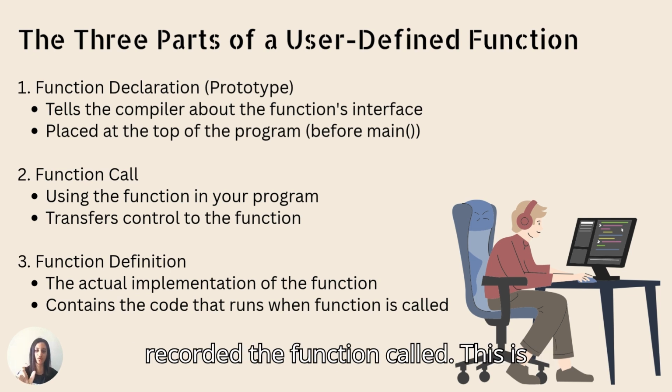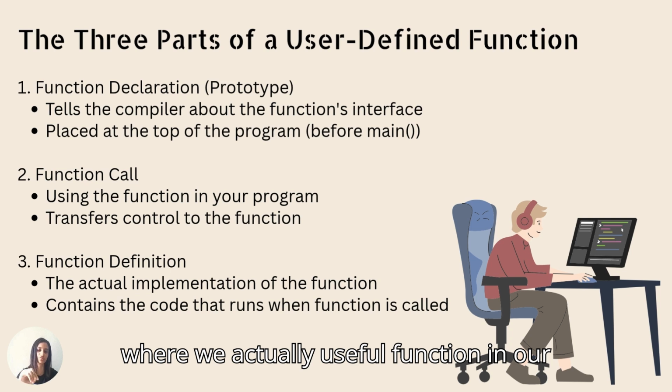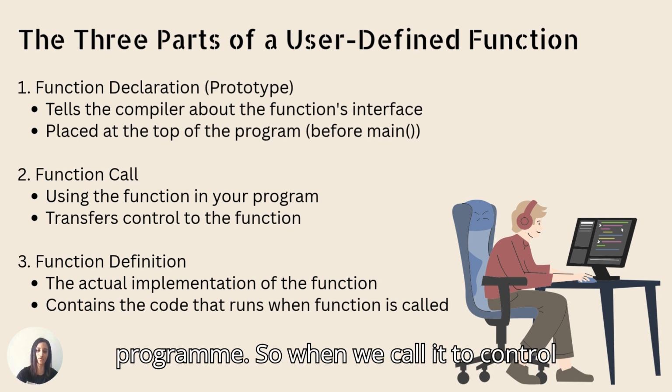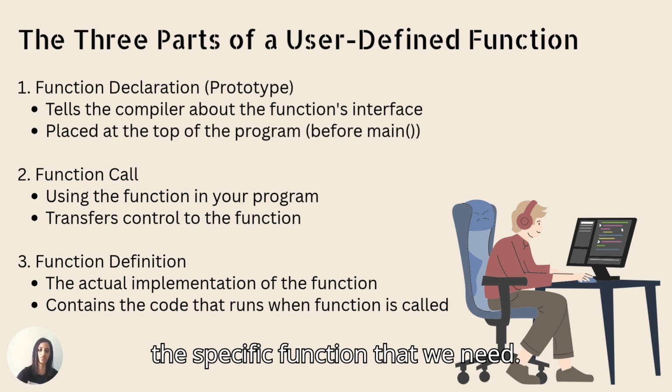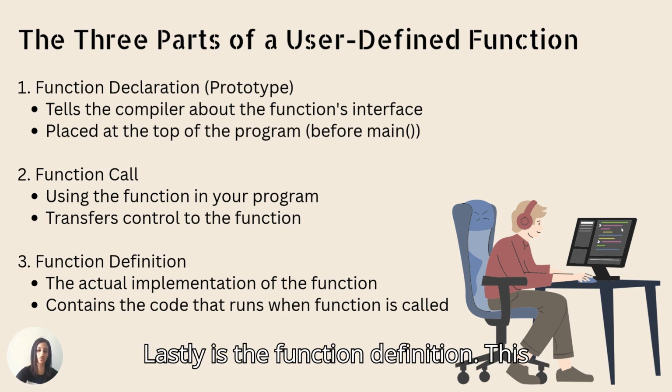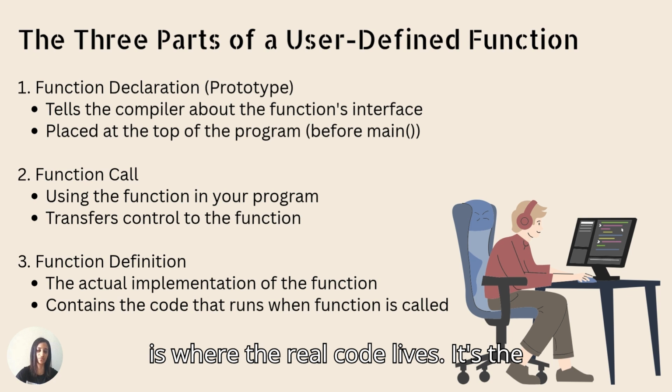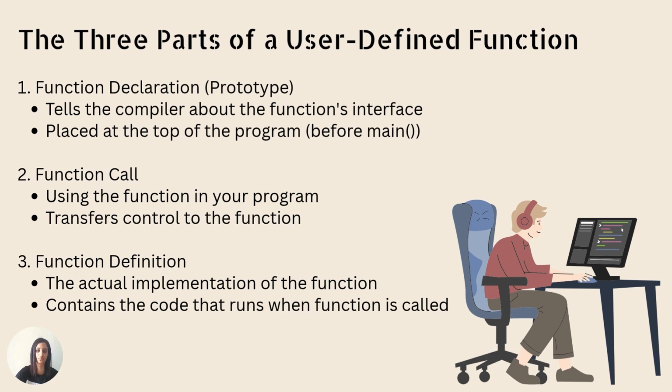Second is the function call. This is where we actually use the function in our program. When we call it, the control of the program moves to the specific function that we need. Lastly is the function definition. This is where the real code lives. It's the part that runs when the function is called.